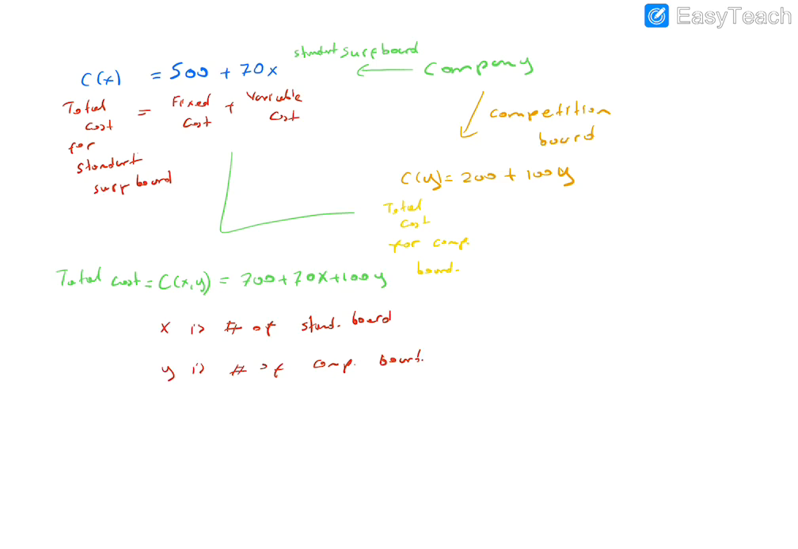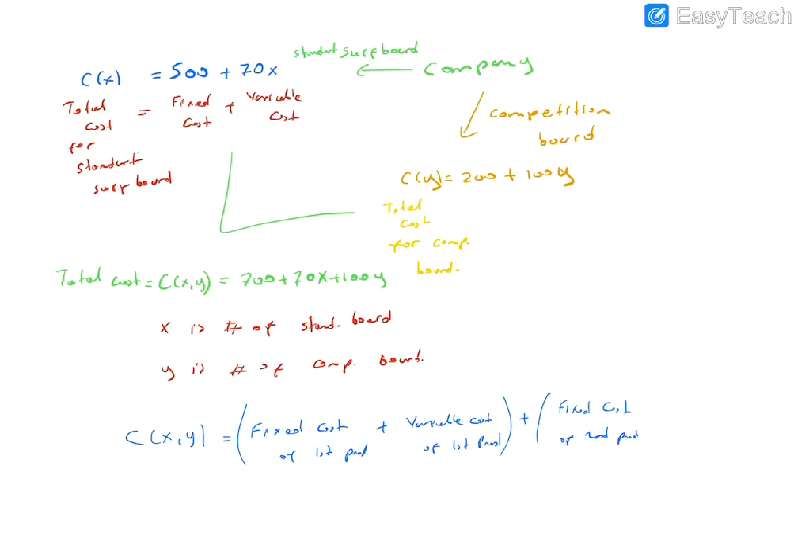Let's turn back to the previous example. According to this result, we can say that the total cost, let's write it out: cost equals fixed cost of the first product, plus variable cost of the first product, and we have another product, so fixed cost of the second product, plus variable cost of the second product.